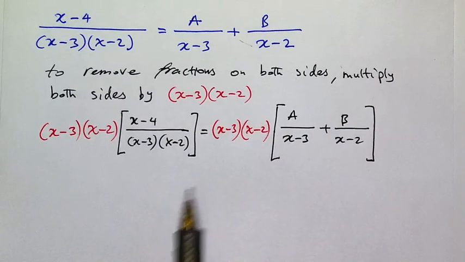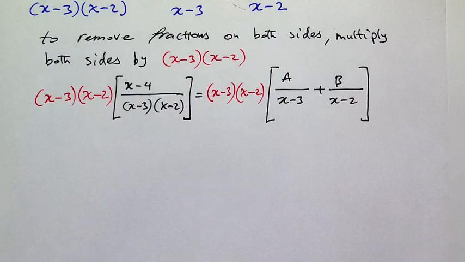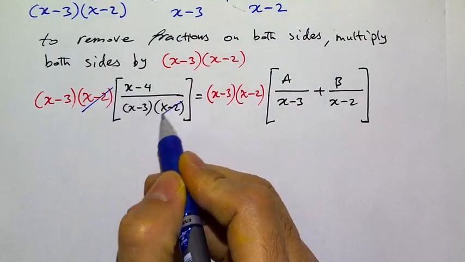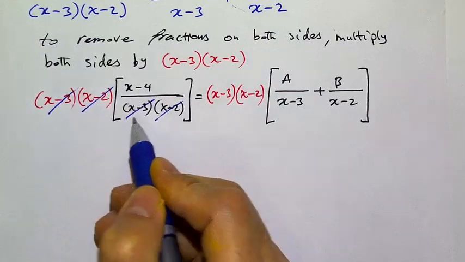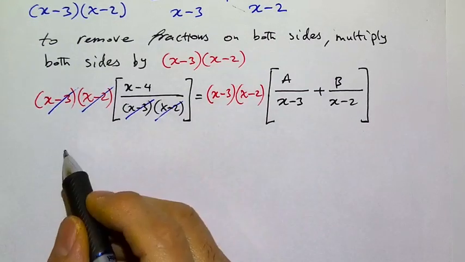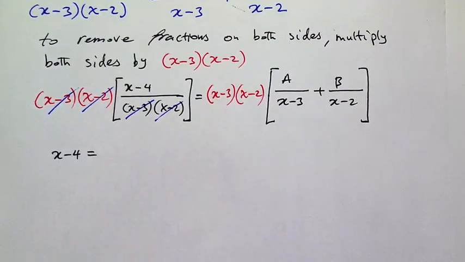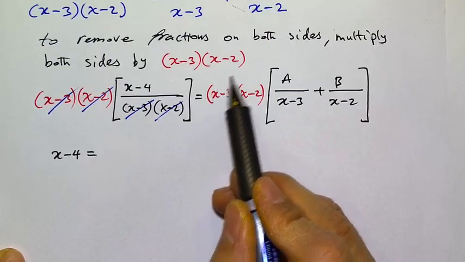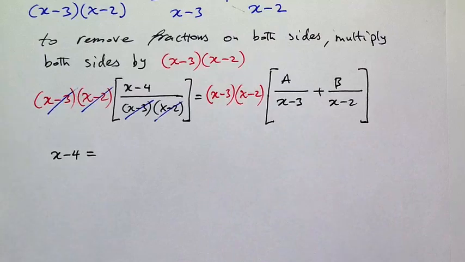Okay, now on the left side, things are really, really easy, right? Because this x minus 2 and this x minus 2 cancel each other out, and this x minus 3 and this x minus 3 cancel each other out. We end up with x minus 4, right? But on the right side, things are a little more interesting. So I'm going to distribute this whole thing into this first fraction and then simplify.